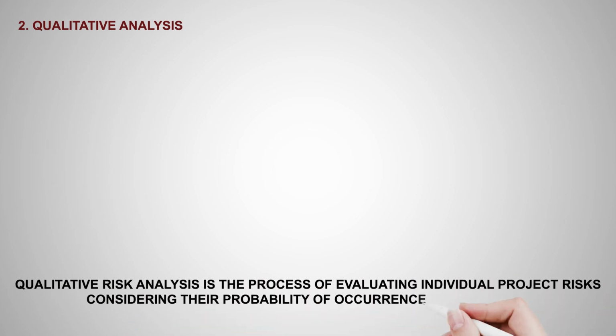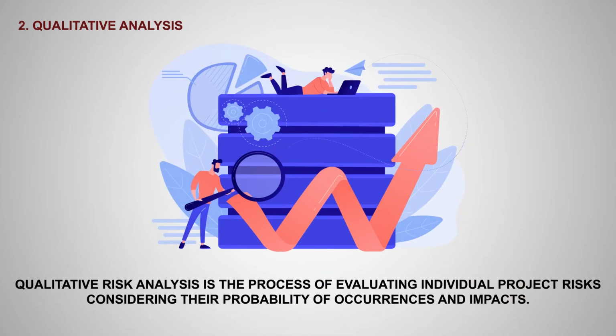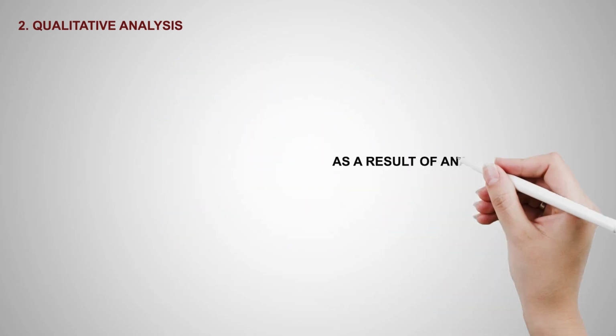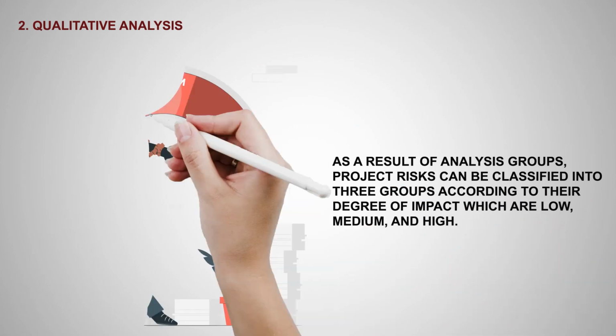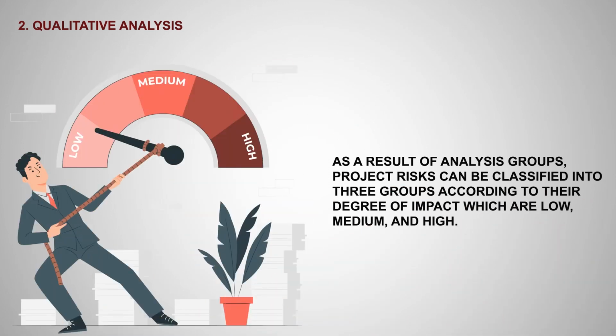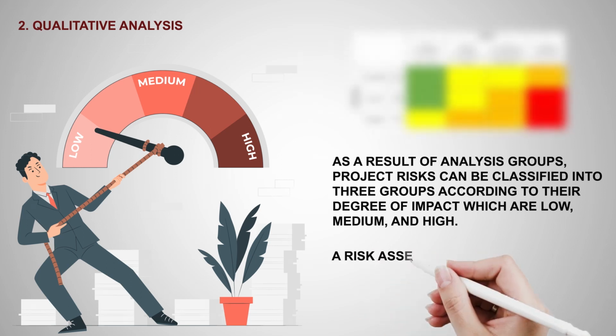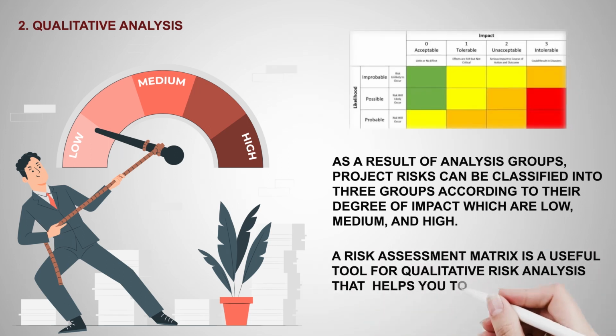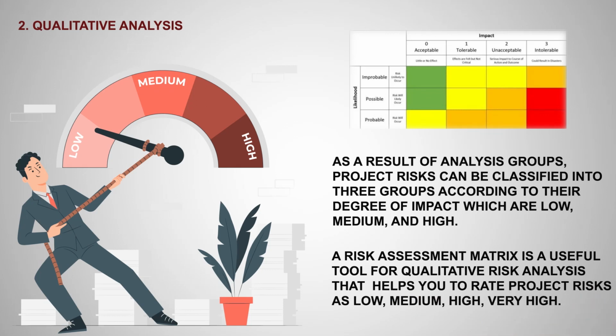2. Qualitative analysis. Qualitative risk analysis is the process of evaluating individual project risks considering their probability of occurrence and impacts. As a result of analysis, project risks can be classified into 3 groups according to their degree of impact, which are low, medium, and high. A risk assessment matrix is a useful tool for qualitative risk analysis that helps you to rate project risks as low, medium, high, very high.